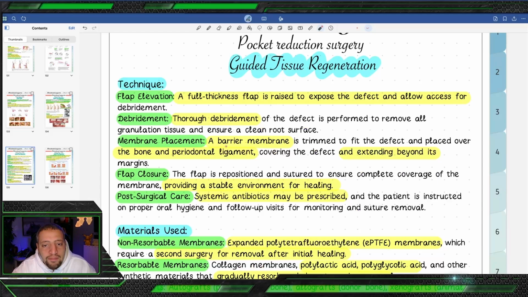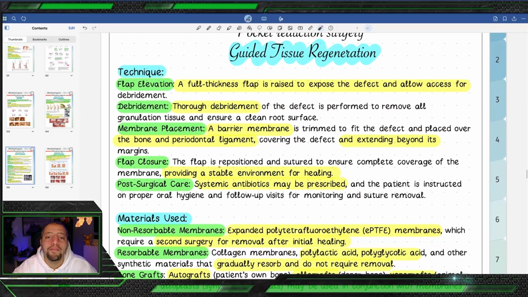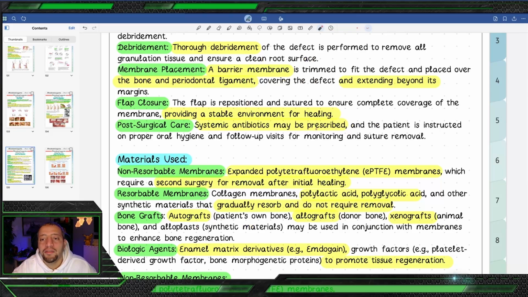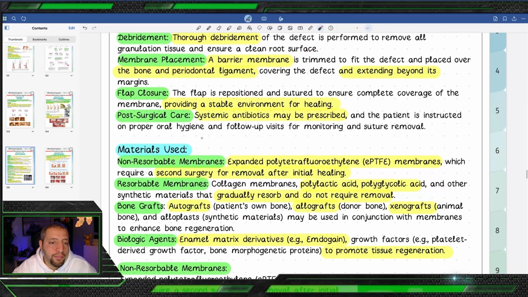So membrane placement, a barrier membrane is trimmed to fit the defect and placed over the bone and periodontal ligament. And I know specifically Dr. Muhammad now, you're going to think, okay, where is the bone graft? Just hold on, I will tell you where is the bone graft. Covering the defect and extending beyond its margin. Flap closure, the flap is repositioned and sutured to ensure complete coverage of the membrane, providing a stable environment for healing. Post-surgical care, systemic antibiotic may be prescribed because it is surgery for the patient.